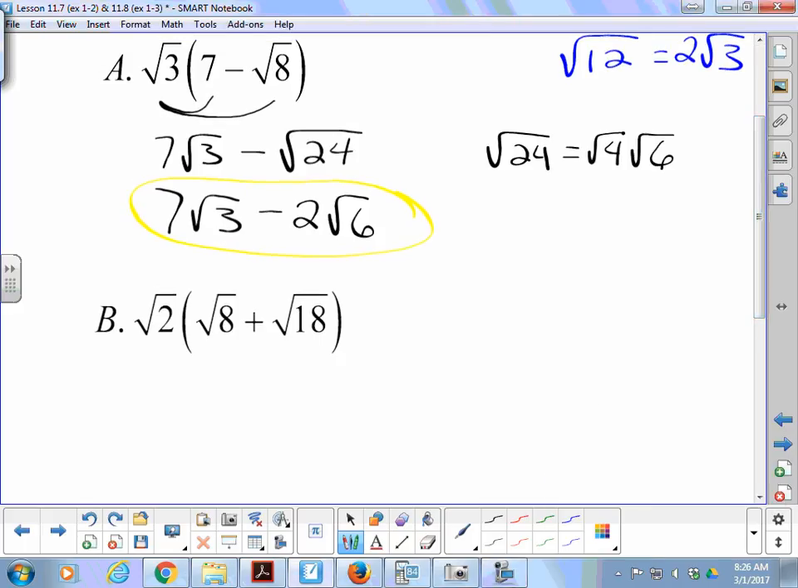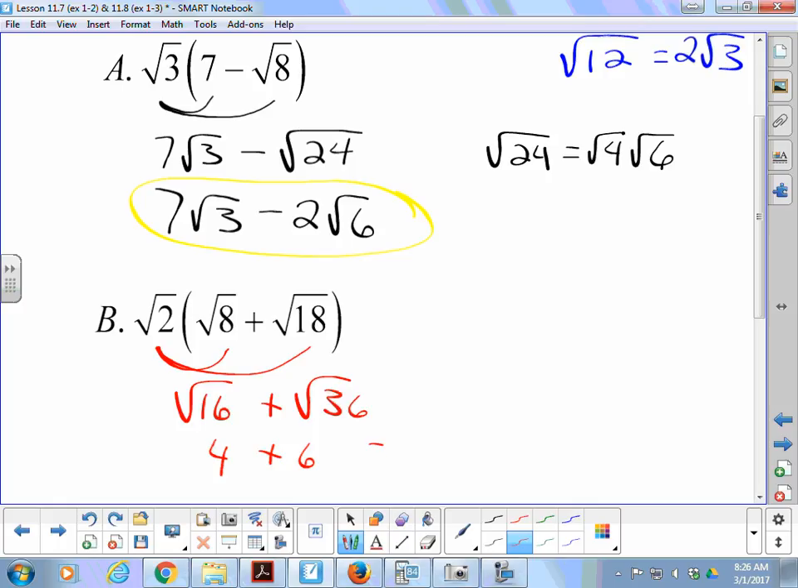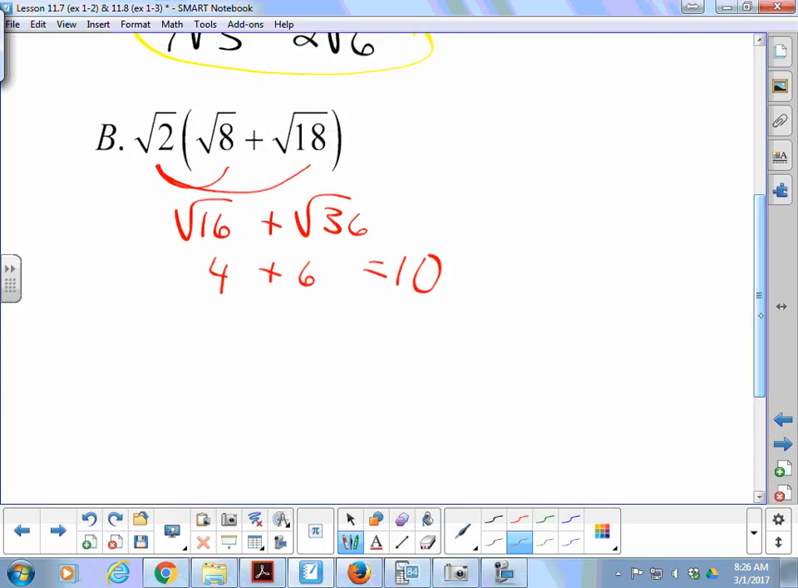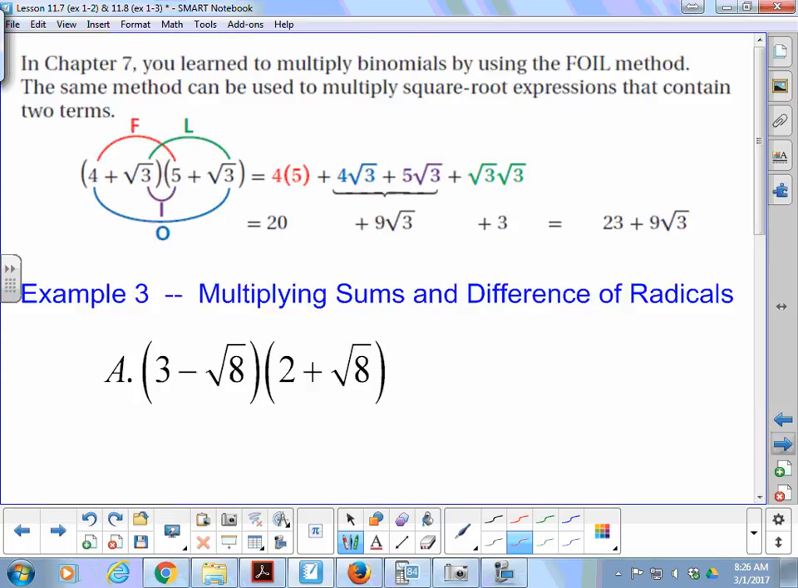Good. Okay, so we multiply these together, we get the square root of 16. Multiply these two together, we get the square root of 36. So 4 plus 6 equals 10. Good. All right, so there's the distributive property.